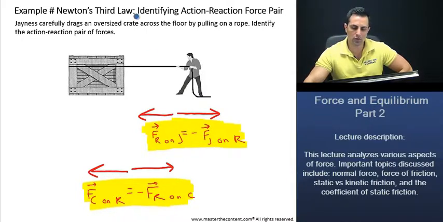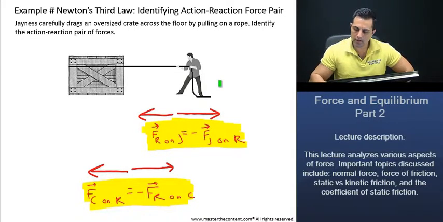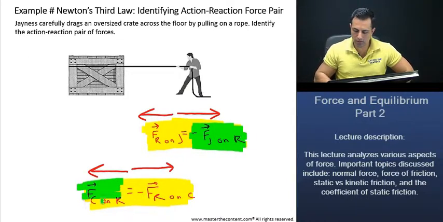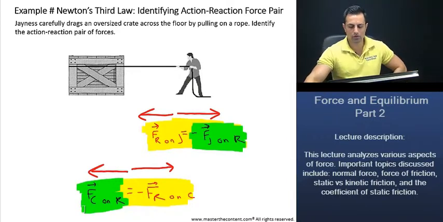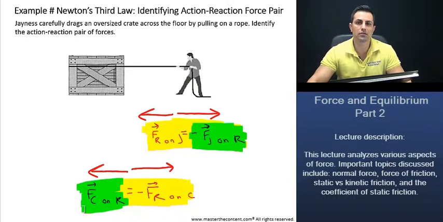Now, let me ask you a quick question. Are the force of Janus on the rope and the force of the crate on the rope an action-reaction force pair? Think about that for a second. It's not, and now let's talk about why.